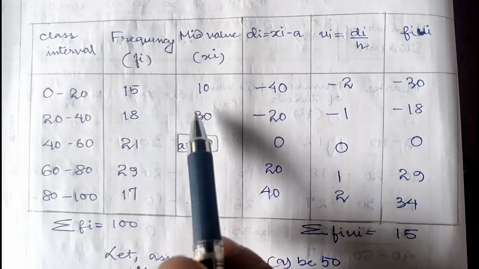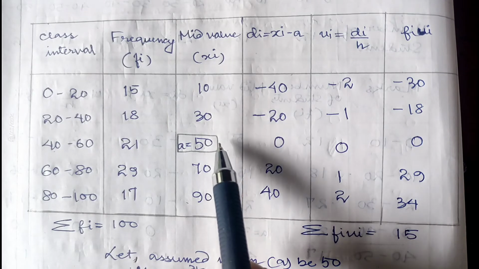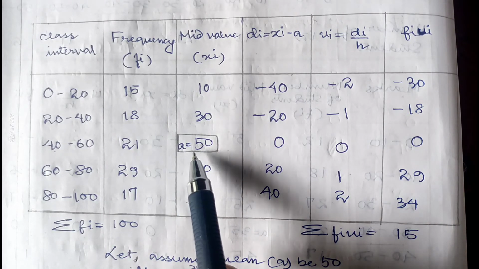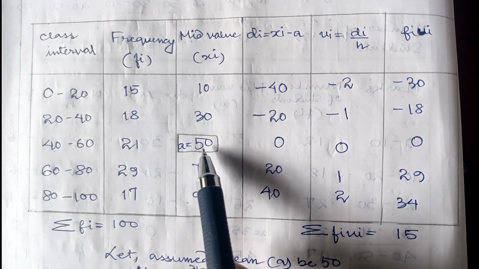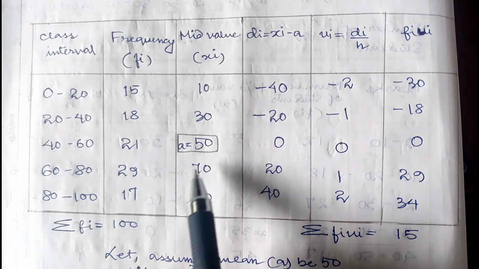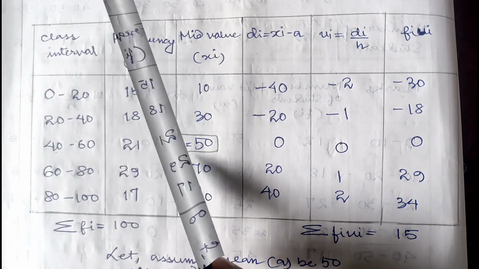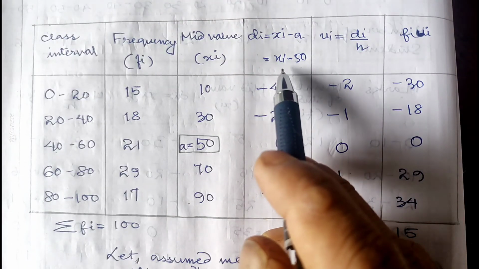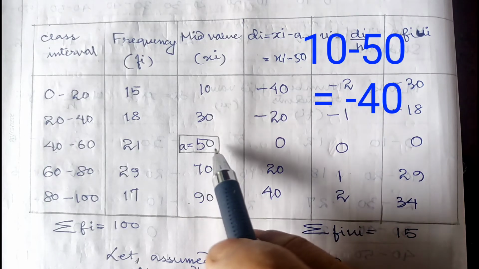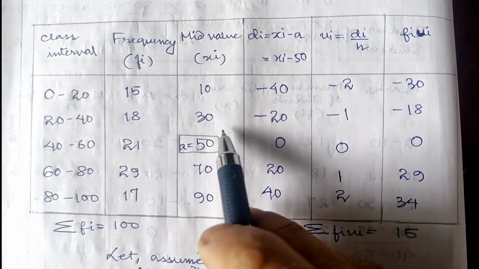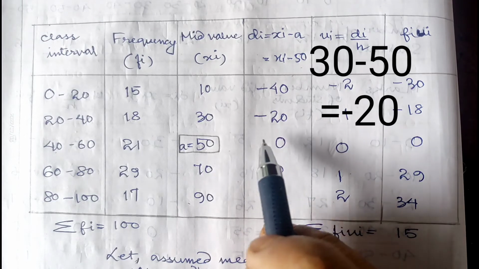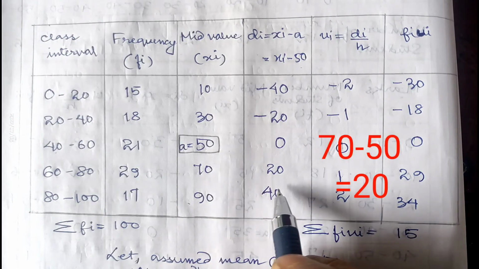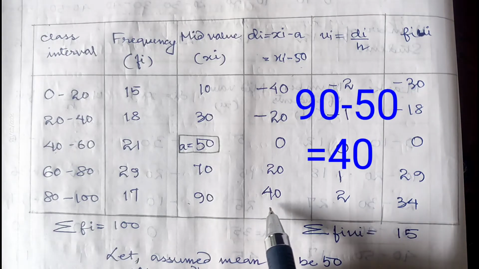Now from these mid values we can consider any one as the assumed mean. Let 50 be the assumed mean. Though there is no hard and fast rule that we have to take 50 only, any value can be taken, but here I have considered 50 to be A. To calculate deviation, we subtract 50 from these class marks. So 10 minus 50 is minus 40, 30 minus 50 is minus 20, 50 minus 50 is 0, 70 minus 50 is 20, and 90 minus 50 is 40.